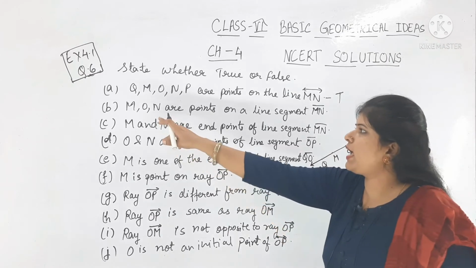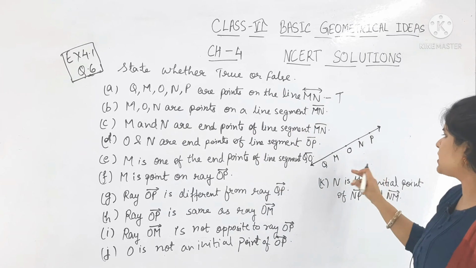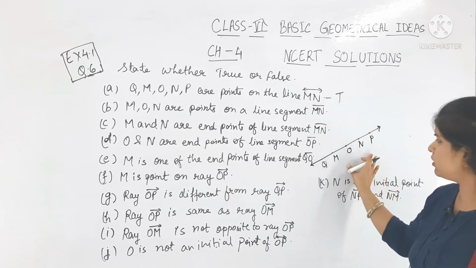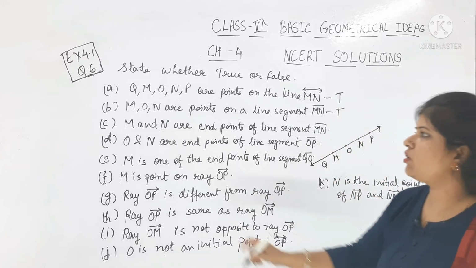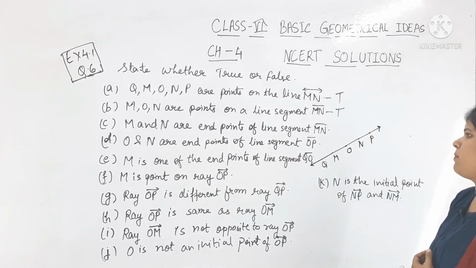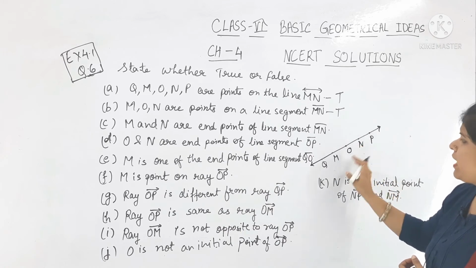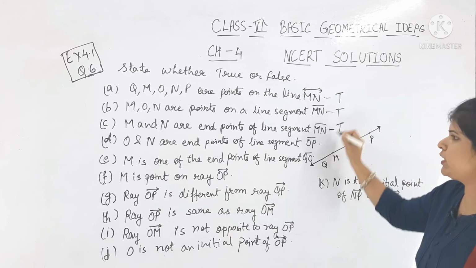Number B is M, O, N are points on a line segment MN. So line segment MN, here M, O, N are points. So this is the true statement. Now the C part is M and N are endpoints of line segment MN. So this is the line segment and these are the endpoints for the line segment MN. So this is also a true statement.